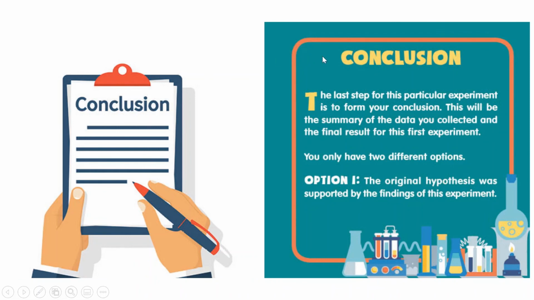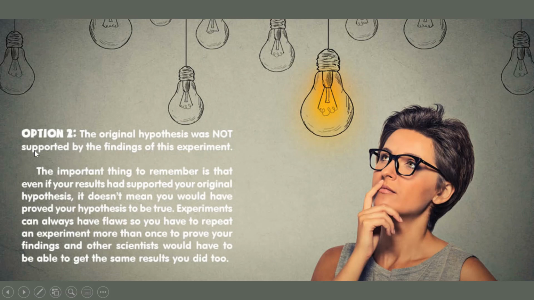Conclusion. The last step for this particular experiment is to form your conclusion. This will be the summary of the data you collected and the final result for this first experiment. You only have two different options. Option 1, the original hypothesis was supported by the findings of this experiment. Or option 2, the original hypothesis was not supported by the findings of this experiment.